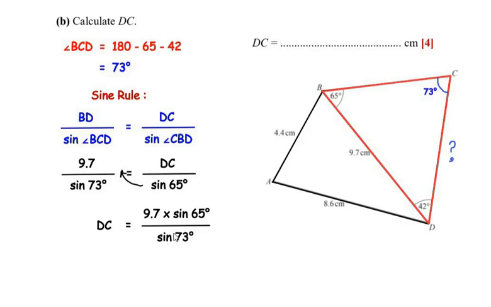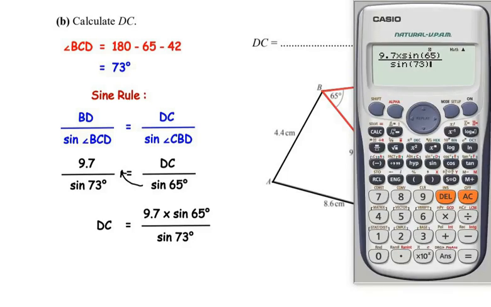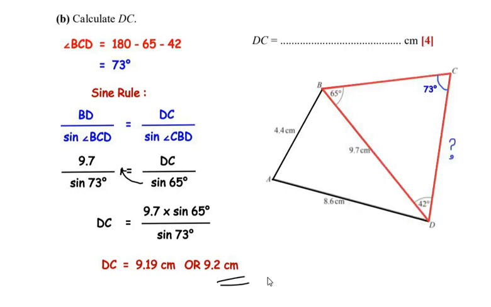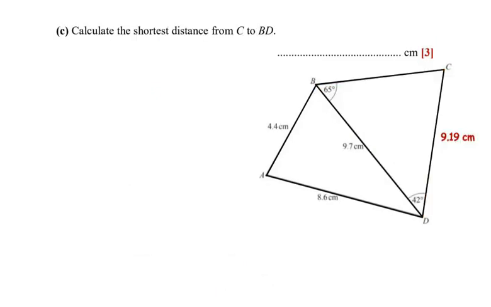So let us see what value this gives us. This is going to give us the value as 9.19 centimeter, or rounding it to 1 decimal place as 9.2 centimeter. So this is the length of DC. Now let us move on to the last sub question. Calculate the shortest distance from C to BD. Here we are supposed to find out the shortest distance of point C to the side BD.